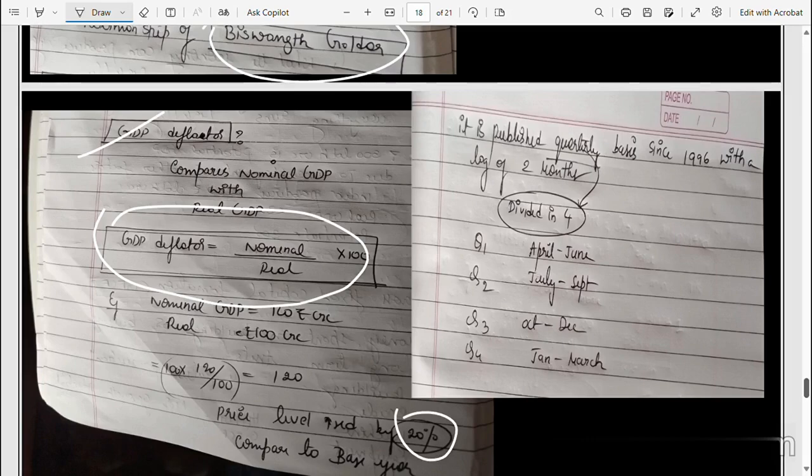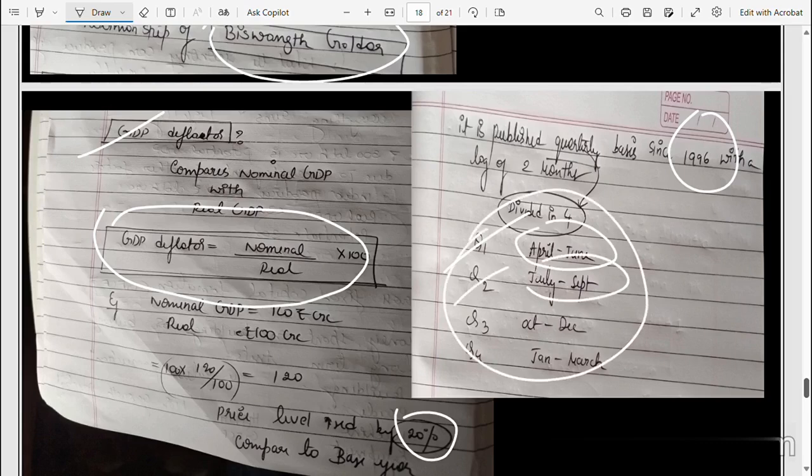Actually, this GDP deflator has been published on a quarterly basis since 1969. So what is this quarterly basis? It is divided into 4 quarters. Quarter 1 we measure from April to June. Quarter 2 is July to September. Like that we keep it on a 4 quarterly basis.